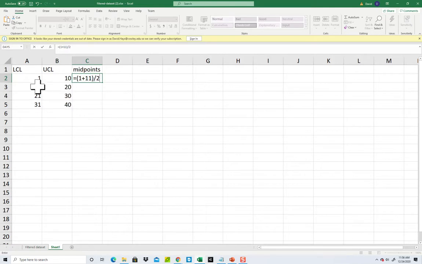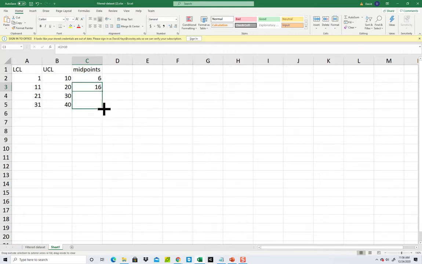I'm writing this specifically out here instead of using cell references so you see the formula I'm referring to. So this lower class limit plus next lower class limit divided by 2 gives us 6. Now, our class width is 10, so I'm going to do an equals and refer to C2 and plus 10. So this will take that and I'll add 10 to it, which gives us 16. And now I can fill this down for the other two, and we get this.